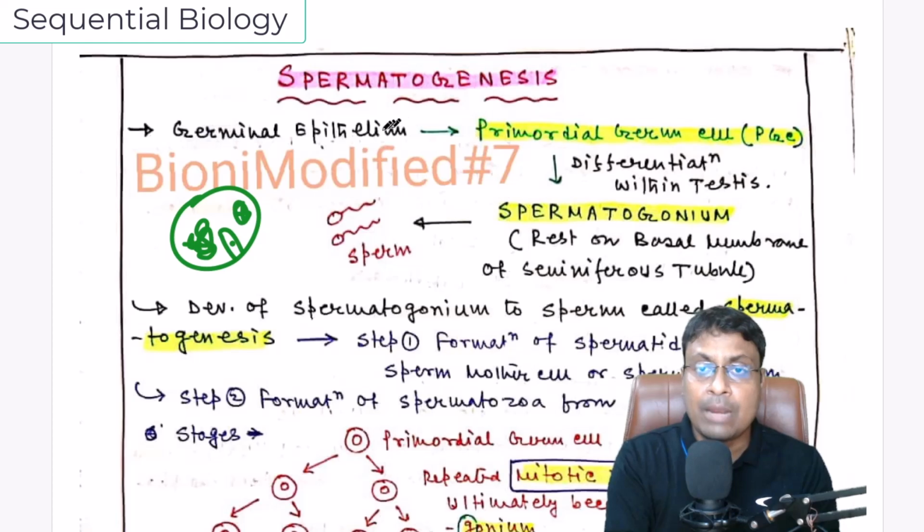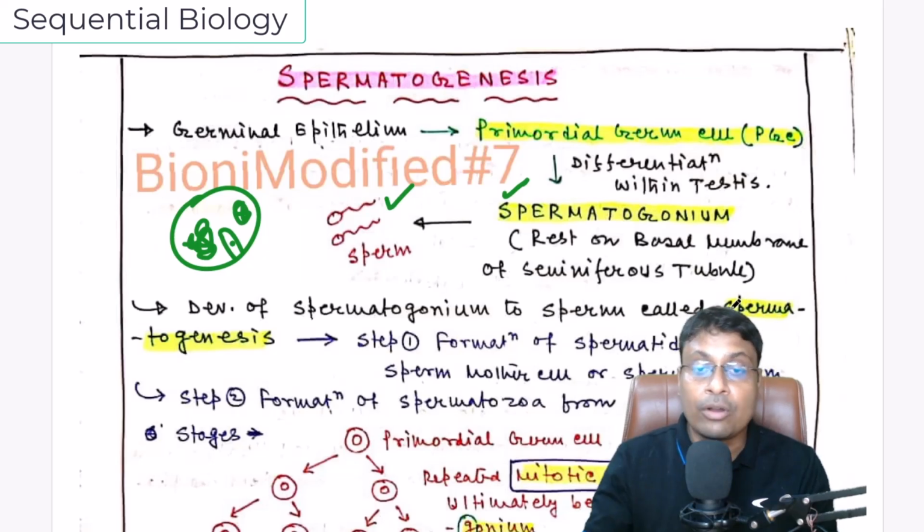Then from the germinal epithelium the primordial germ cells are developed, and this primordial germ cell differentiates within the testis, and this causes the development of the spermatogonium cell, and this spermatogonium cell rests on the basal membrane of the seminiferous tubule. And from this spermatogonial cell, through different stages, the mature spermatozoa are developed. The development of spermatogonium to sperm is known as spermatogenesis.